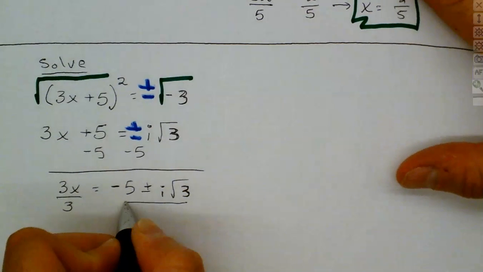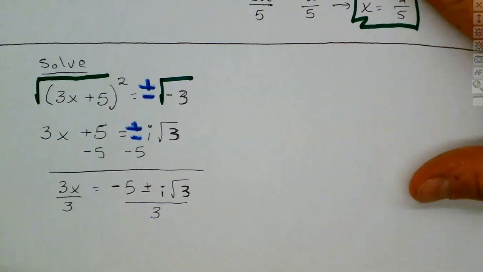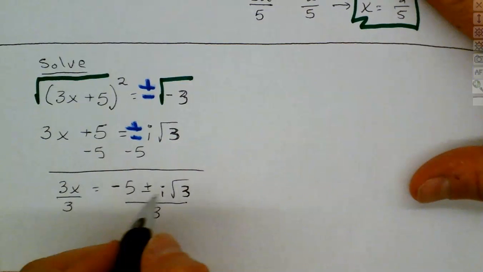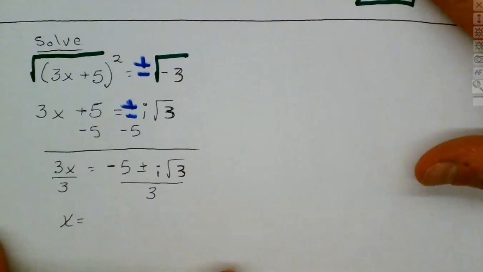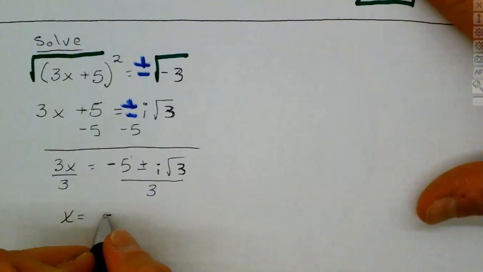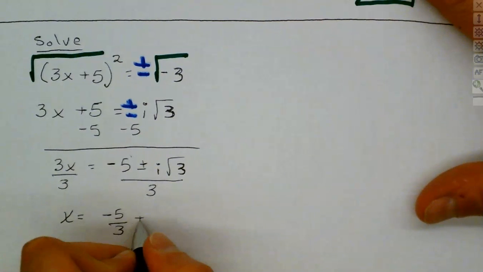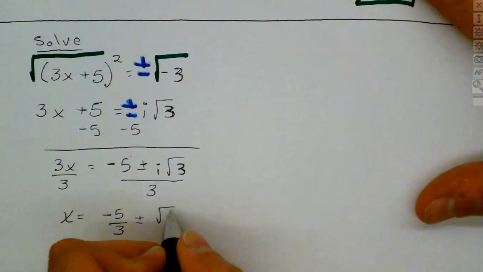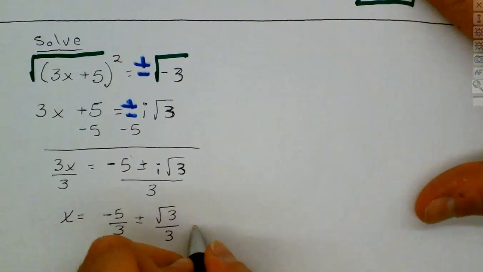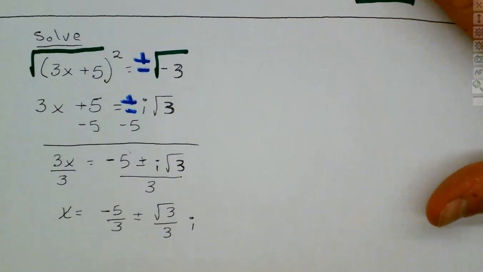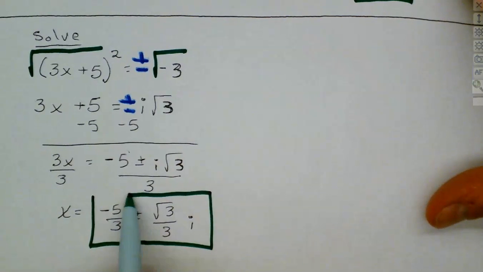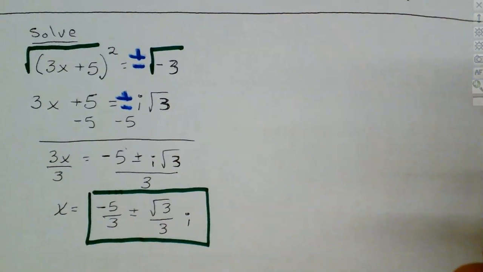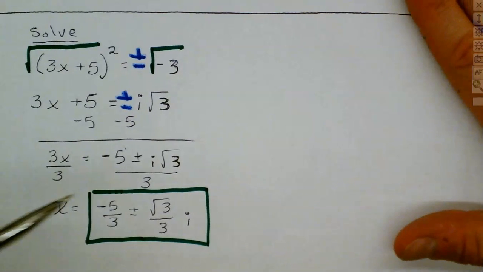Divide by 3. Now the way I want you to write your answer is I want you to split it up into the real part and the imaginary part. So we now have x equals, I'm going to break this down into a real part, which is minus 5/3, and we've got our plus or minus, and then we've got the square root of 3 over 3, i at the end. So when it's imaginary, make sure that you break it down into the real part and the complex part. And you can leave it with the plus or minus.